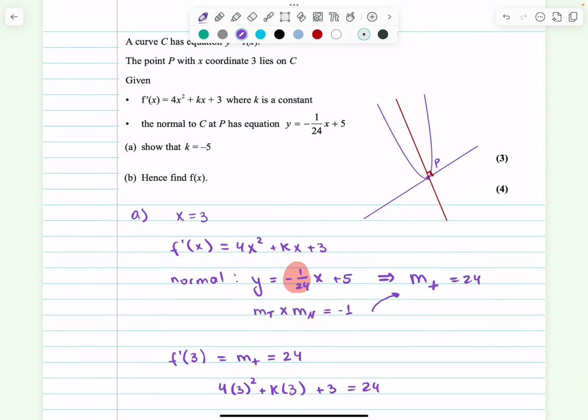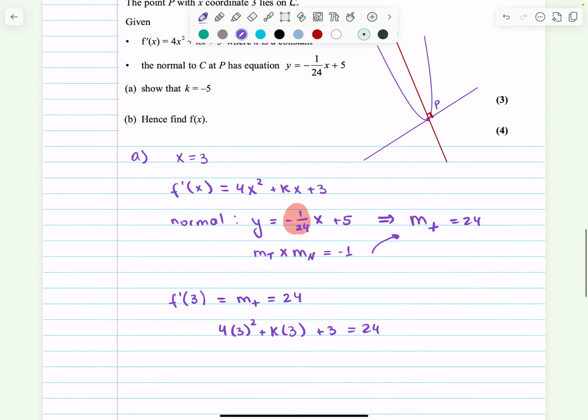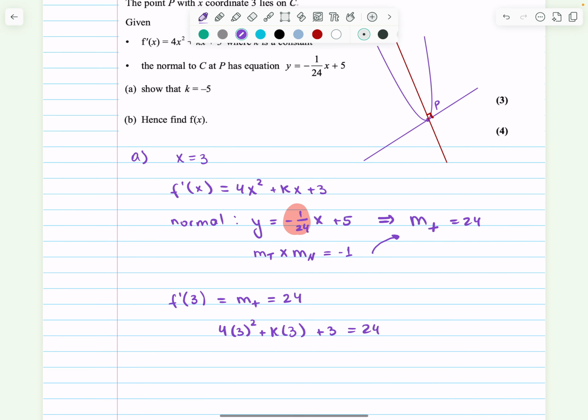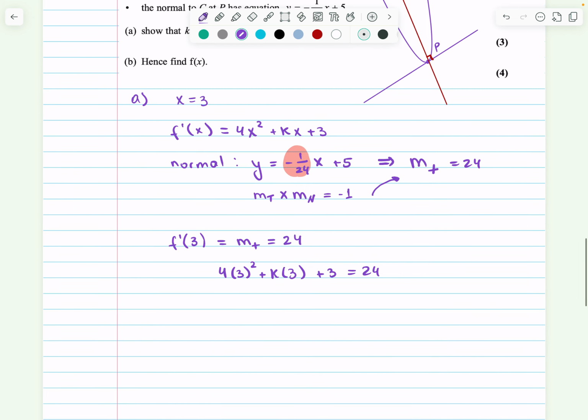They say to show that k is -5, which actually makes this easy, because if I don't get it right, I'll know to redo my work. So that's going to be 4 multiplied by 9, plus 3k, plus 3, equals 24. Which means 3k plus 36 plus 3, that's 39, equals 24.